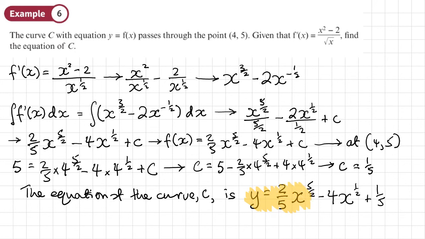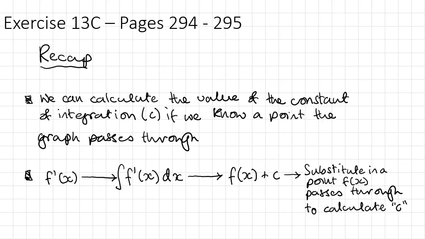That is the equation of this curve. So we're able to work out that constant of integration because we were given a point that the curve passes through. So you should now be able to finish exercise 13C on pages 294 to 295 of the textbook.